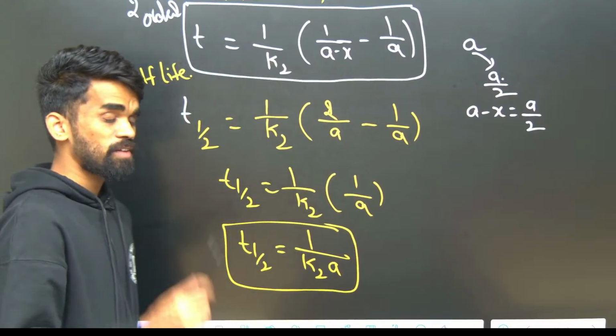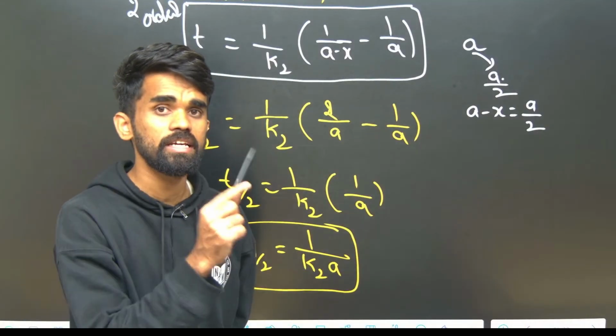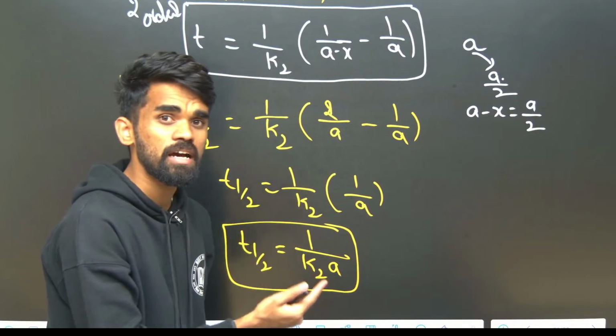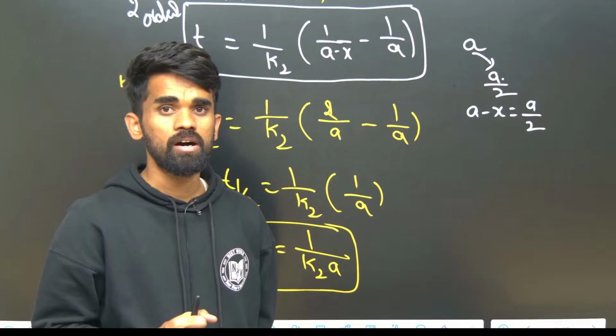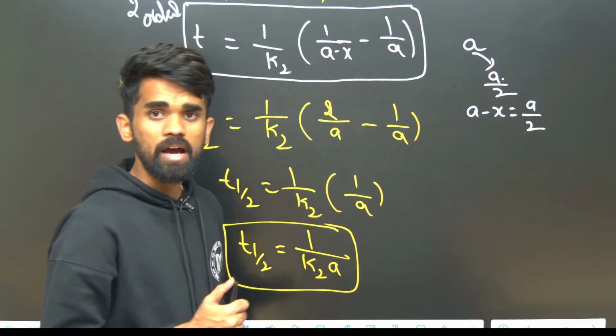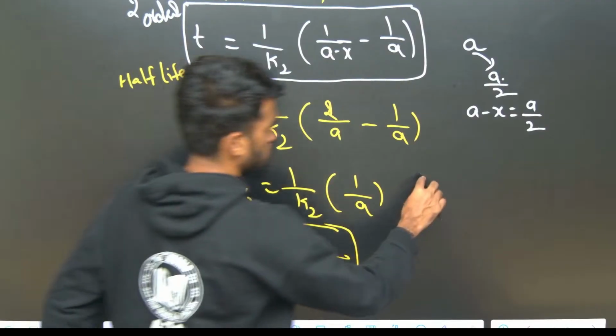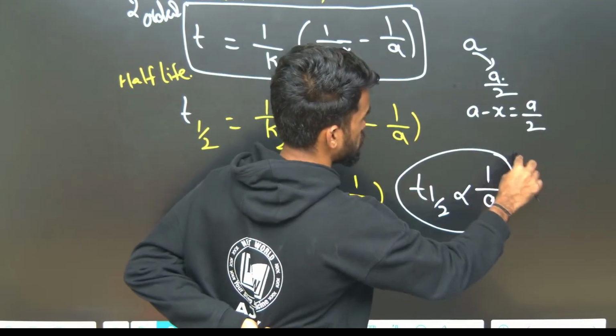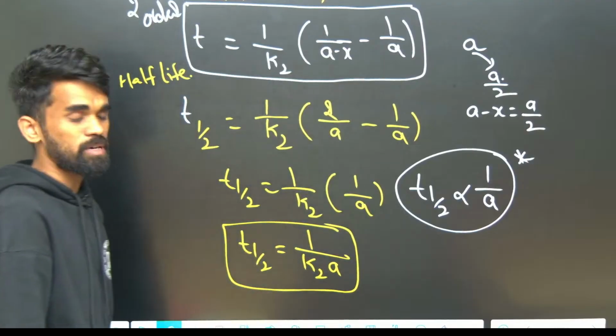Okay, in the first case, in case of a zero order reaction, T half is directly proportional to A, you got. And second, for a first order reaction T half is independent of initial concentration, and here T half is inversely proportional. T half is inversely proportional to the initial concentration. This is an important relation to be remembered for second order.